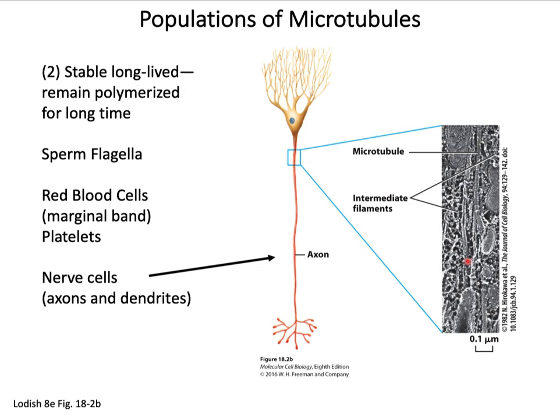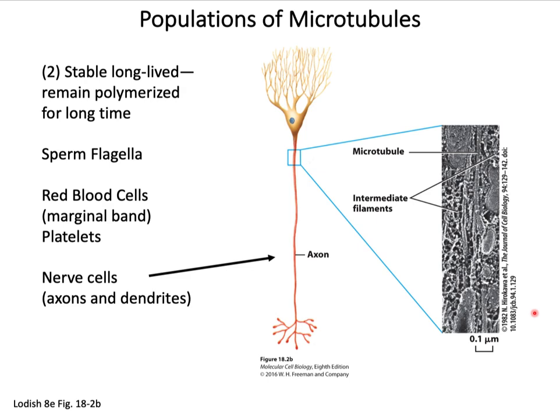In the case of the marginal band, you can imagine that red blood cells are squeezing through capillaries. There is a strong possibility that they could be damaged because capillaries are so small, but this population of stable microtubules just below the plasma membrane provides structural integrity and protection of red blood cells when they are moving through the capillaries.